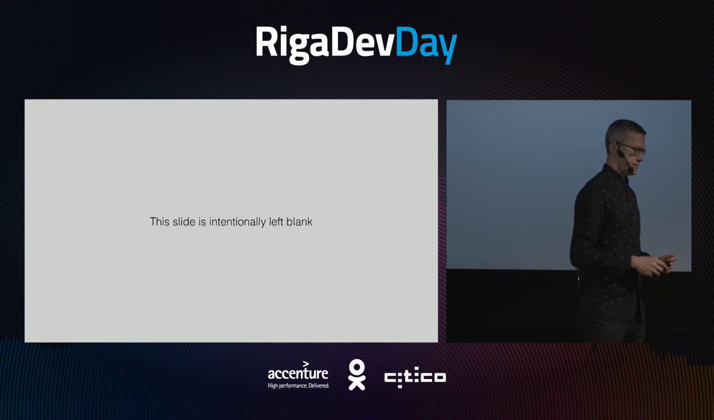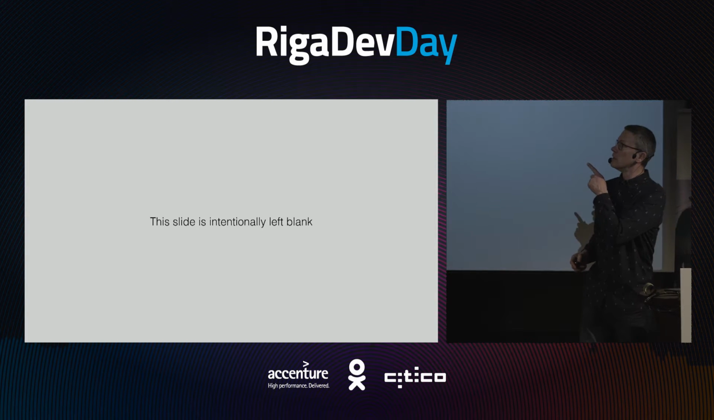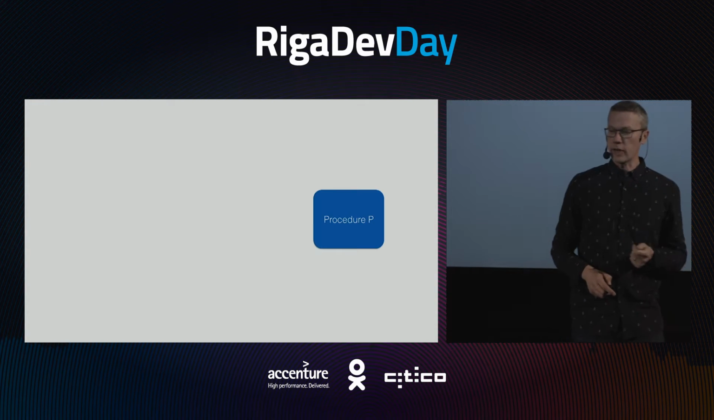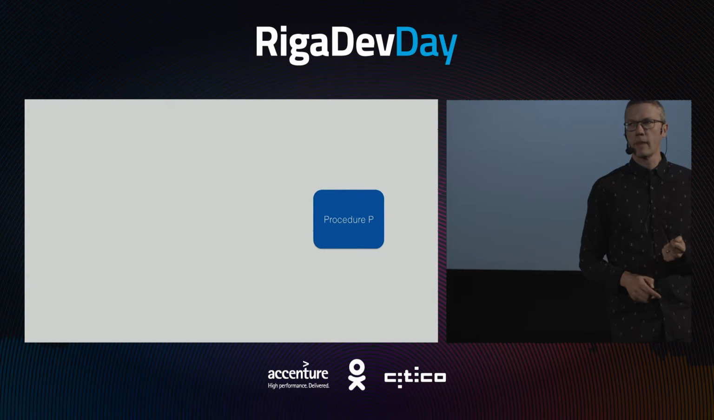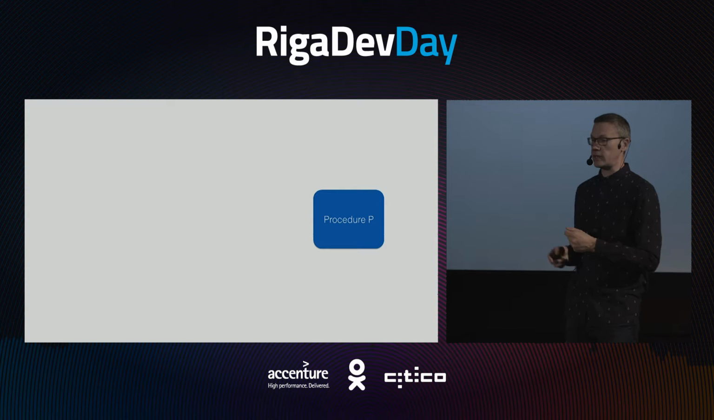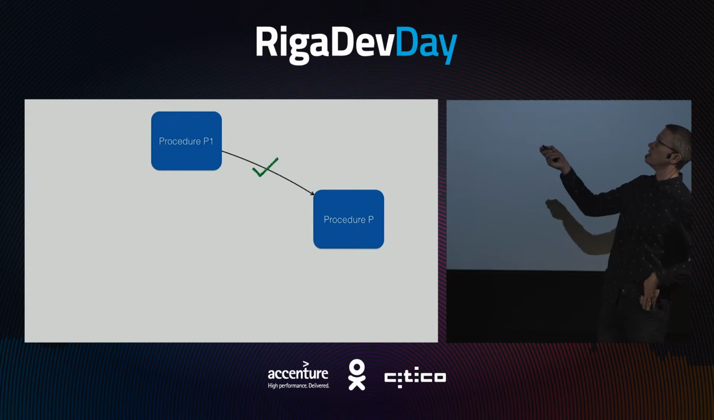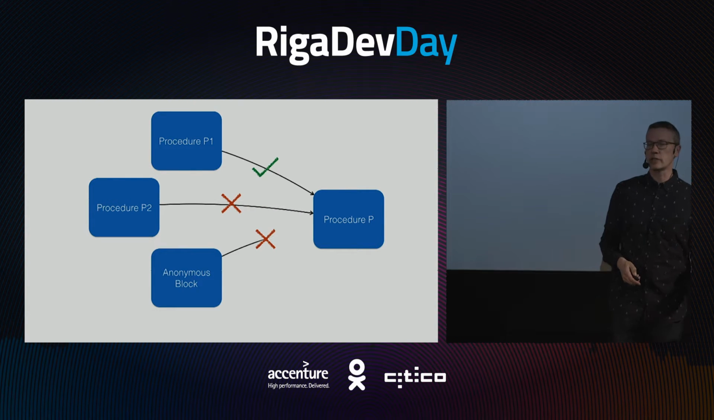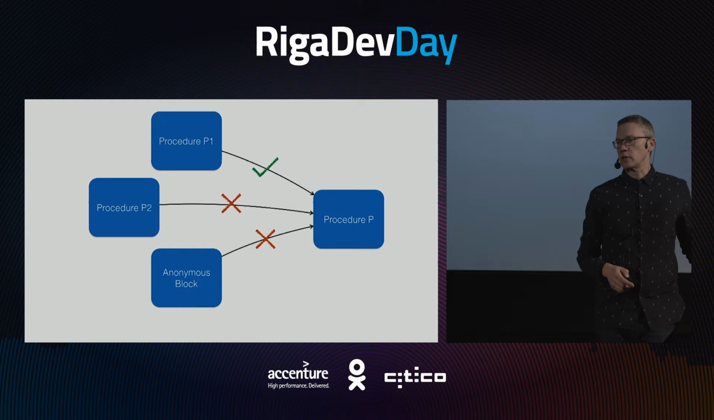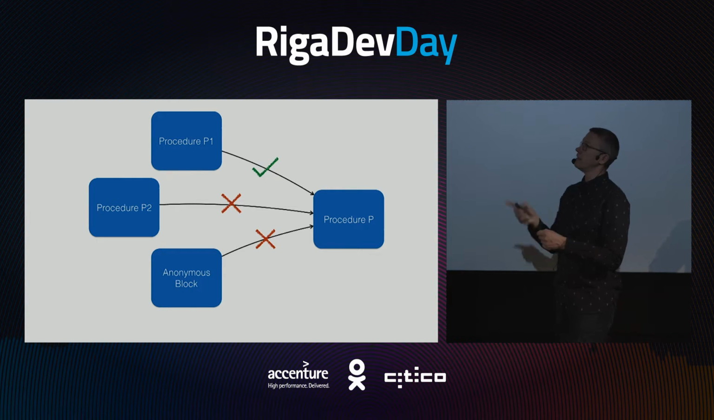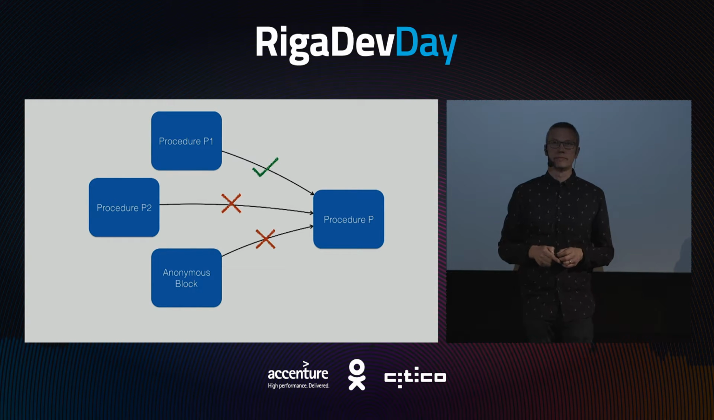20 minutes to go. So, whitelisting. Say you have a procedure called P, and you want to restrict who can call this procedure P. Like I only want P1 to call procedure P. I don't want P2 to call it, and I certainly don't want an anonymous block to call this procedure. Now, if you're not on 12, that could be quite a challenge.